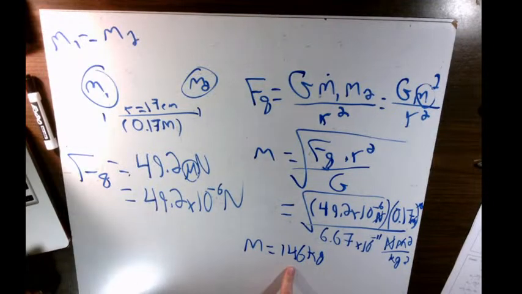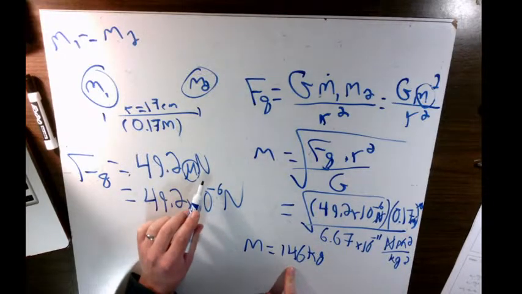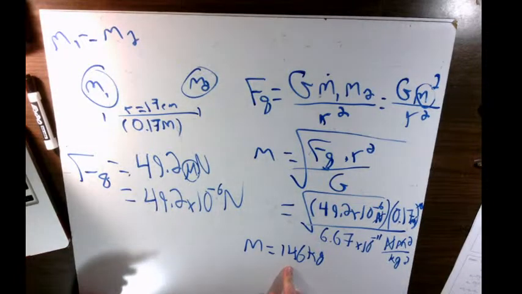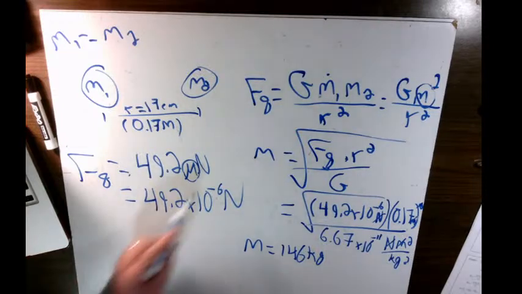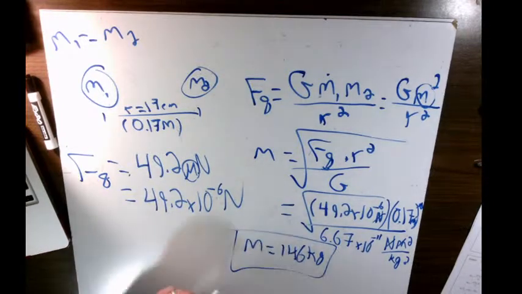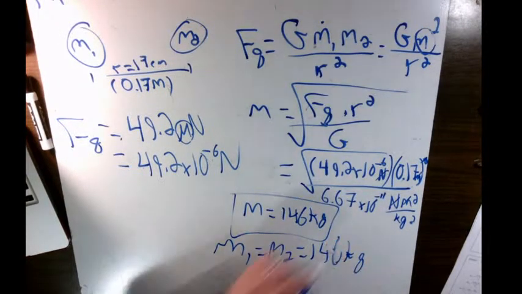So these are pretty big masses, right? This is as heavy as at least 2 people, and it is only exerting 49.2 micronewtons of force. So very minuscule force. You need extremely large masses, like for instance the mass of the Earth, which is 5.98 times 10 to the 24 kilograms, in order to apply any significant force. So each mass, M1 equals M2 equals 146 kilograms. Both masses are weighing in at an equal 146 kilograms.